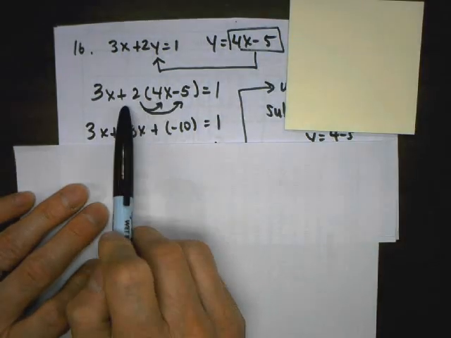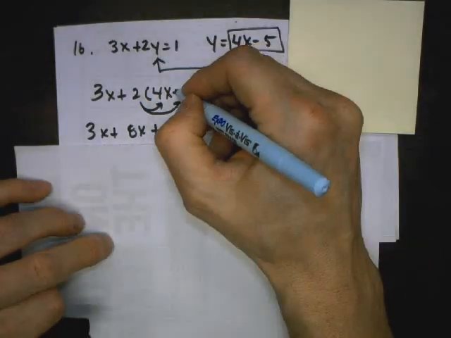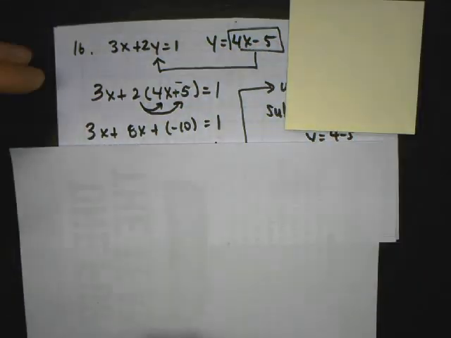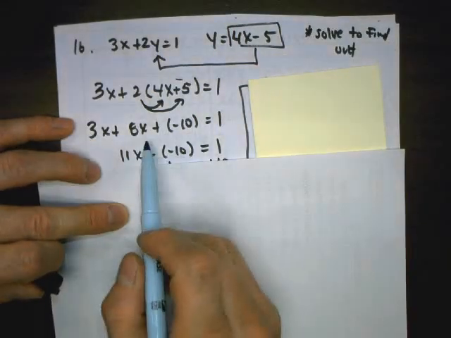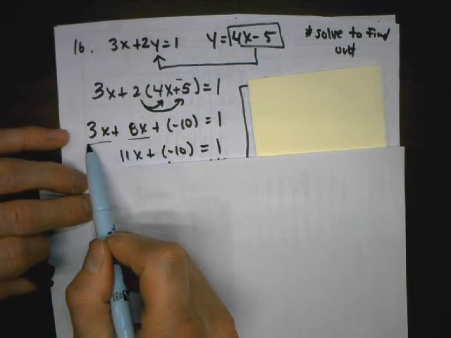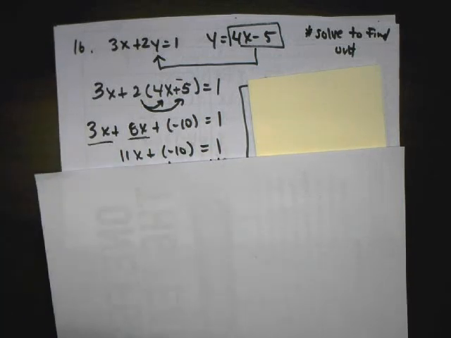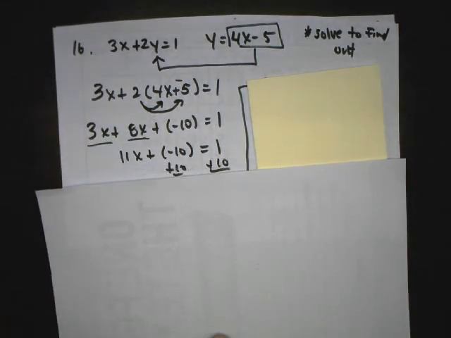2 times 4x is 8x. 2 times negative 5 is negative 10. I should have done the rule for subtraction there. So sorry, add the opposite. Well, alright then. So I'm going to combine my like terms now. Again, remember, if I'm not moving something to the other side, if I'm just combining these like terms and they're already on the same side, I don't do inverse operations, right? I just do regular 3 plus regular 8 and get 11.